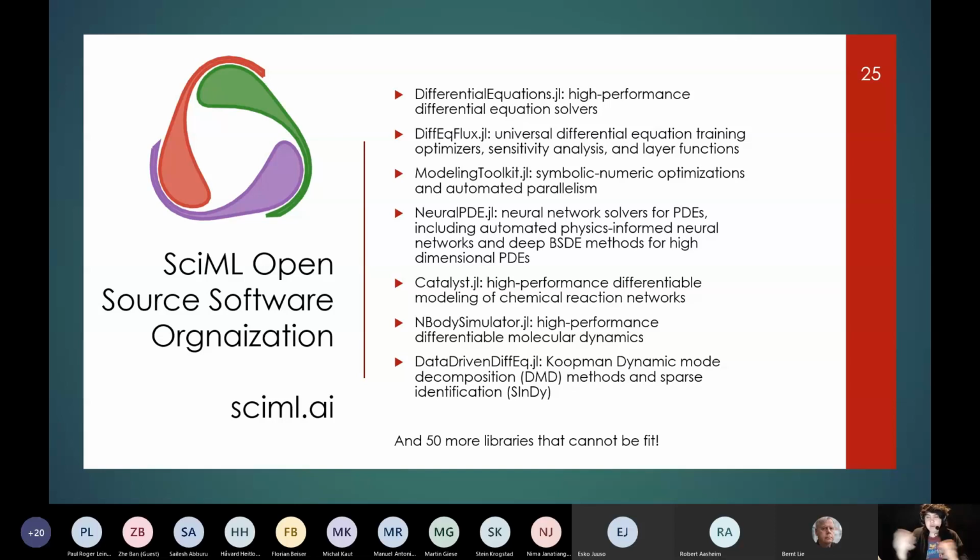Right, so there's a lot of libraries in here, and I can't describe them all, but these are just some that people find interesting. Also, if you're interested in dynamic mode decomposition, or you want to know about how we do the sparse identification of dynamical systems and sparse identification of neural networks, that is this DataDrivenDiffEq library.